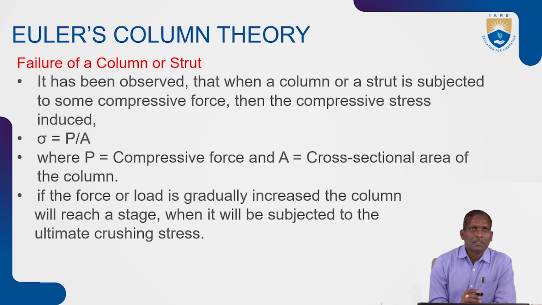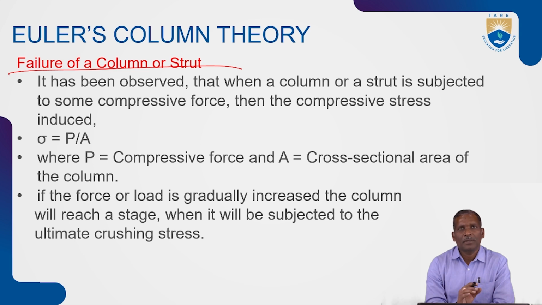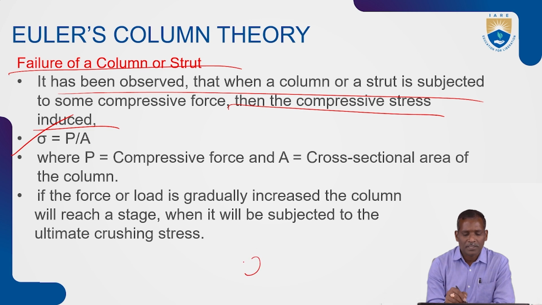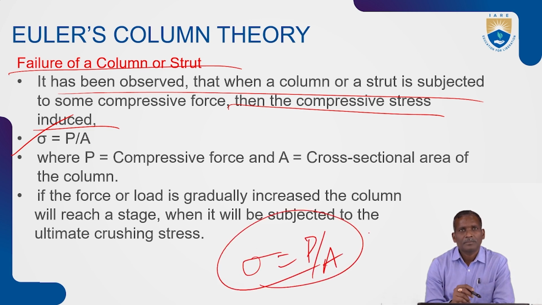Now we'll discuss the failure of a column or strut. When will it fail? It has been observed that when a column or strut is subjected to some compressive force, a compressive stress will be induced. That is, sigma is P by A, compressive stress is load per area, where P is the compressive force and A is the cross-sectional area of the column. If the force or load is gradually increased, the column will reach a stage when it will be subjected to the ultimate crushing stress.